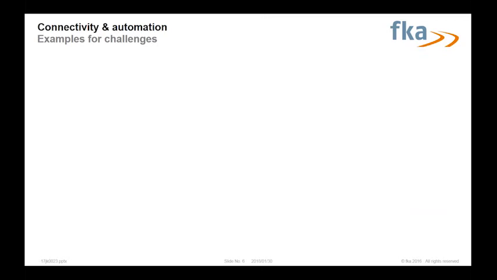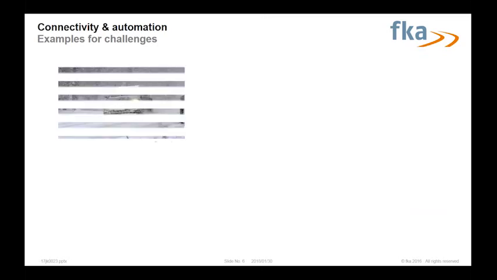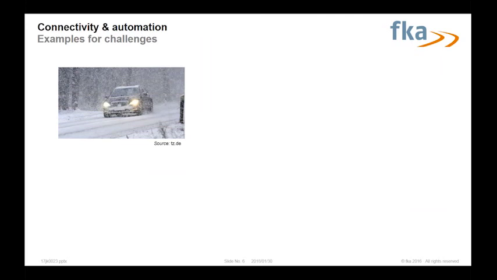If we talk about automation and connectivity, we have to face different challenges. For example, the weather conditions can change, and we have to prepare the systems. Either the systems have to be developed so that they can handle these situations, or they have to detect these situations and give the control back to the driver, so that we always have a secure system.